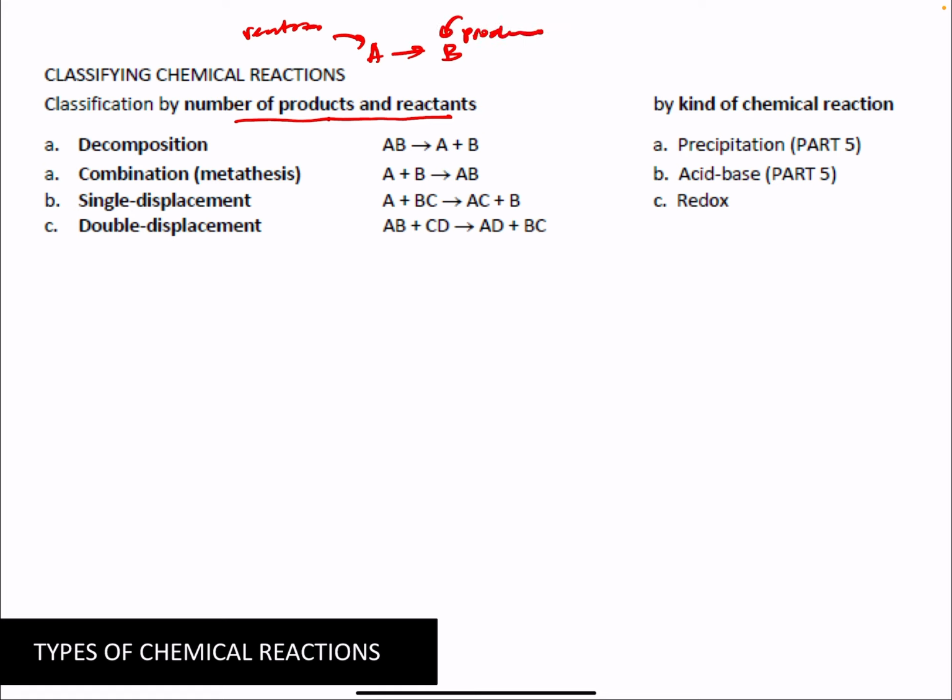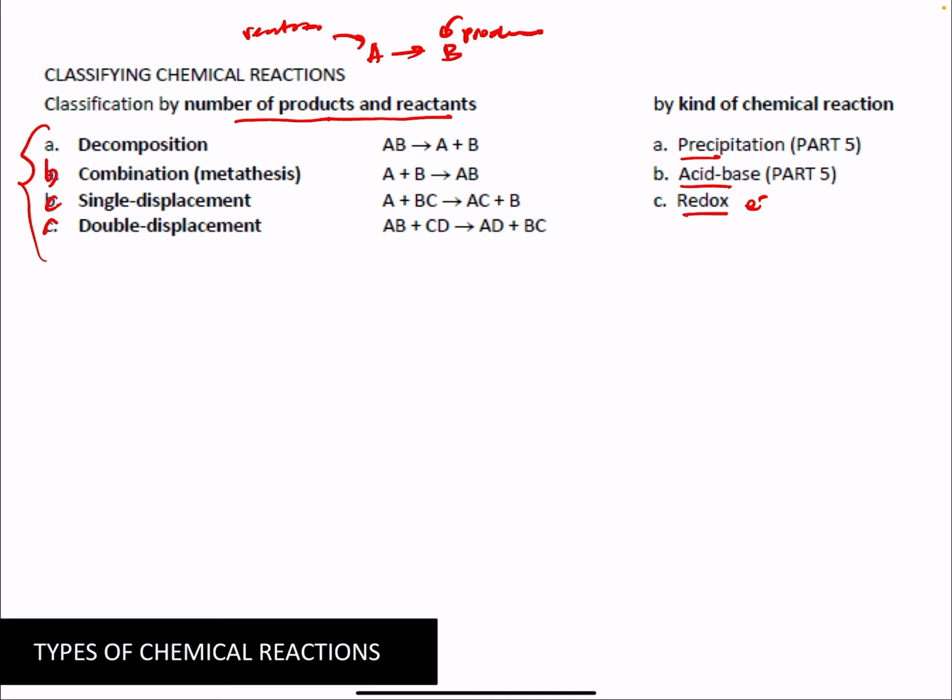Or you can look at the kind of chemical reaction, right? Are things coming together to make precipitates? Are they acids and bases reacting? Or are they electrons being moved around? All right, we'll talk about precipitation reactions, acid-base reactions more in part 5. We will talk about redox here. But let's take a look over here.